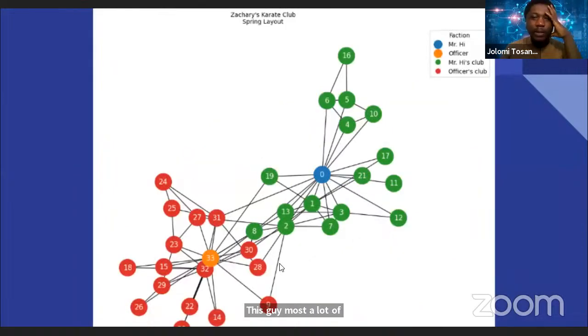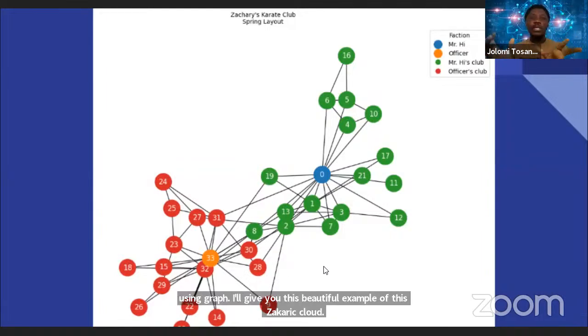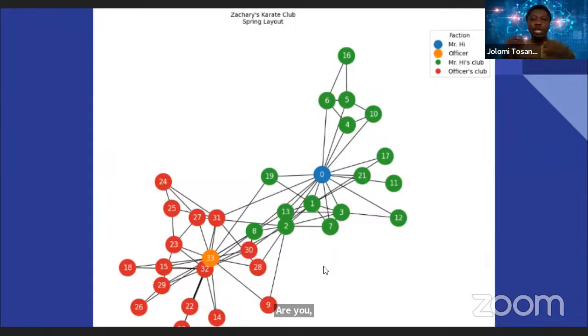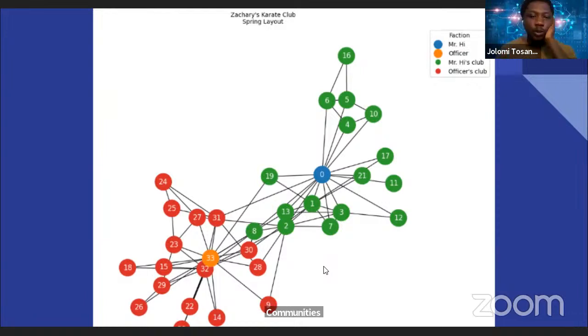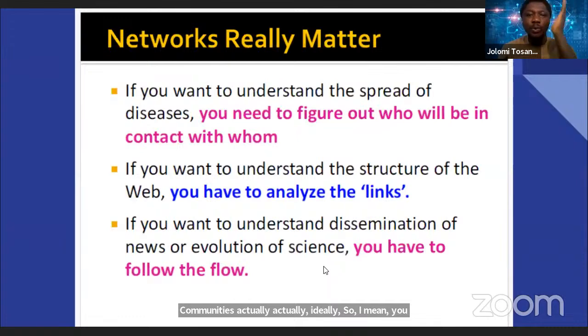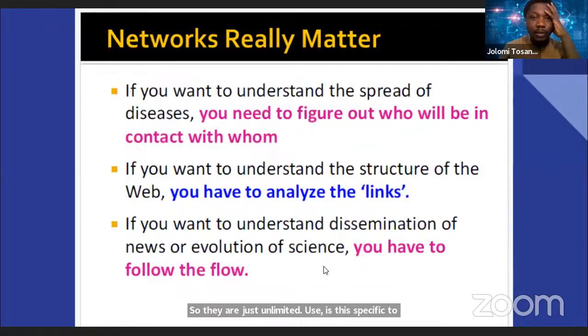And I just gave you this beautiful example of the Zachary Club. You can even predict, like when you see employees' interactions in your company and you notice that communities are being formed, you may want to understand, as a human resource analyst, that the fact that communities are forming doesn't mean that they are bad. They may be useful communities, but you may want to interview people individually to see whether those communities have ideologies contrary to the other communities, so that they don't split in the future or create a toxic work environment. So there are unlimited use cases, and it is specific to your domain.